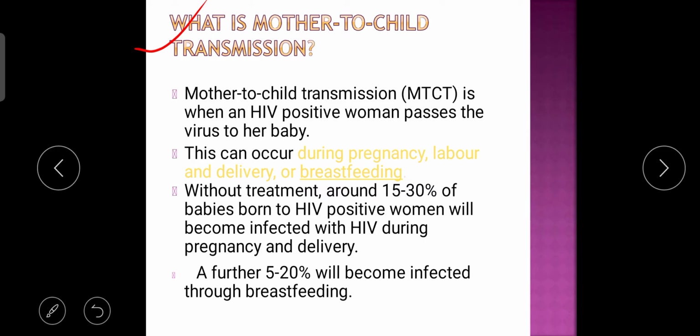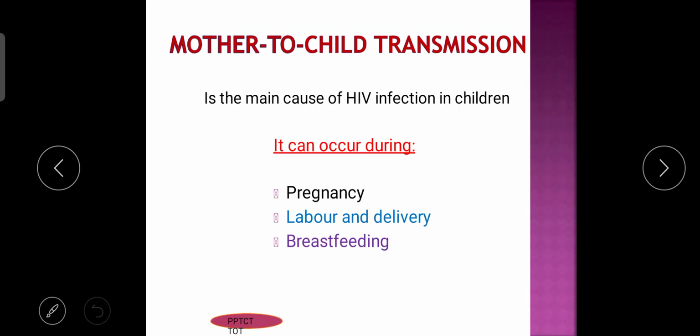Without treatment, around 15 to 30% of the babies born to HIV positive women will become infected with HIV during pregnancy and delivery. Meaning if the mother is not getting any treatment for HIV, in that case in 15 to 30% of cases the HIV will transfer to the baby. A further 5 to 20% will become infected throughout the breastfeeding, when the mother is breastfeeding the baby. Mother to child transmission is the main cause of HIV infection in children. It can occur during pregnancy, during labor, and during breastfeeding.